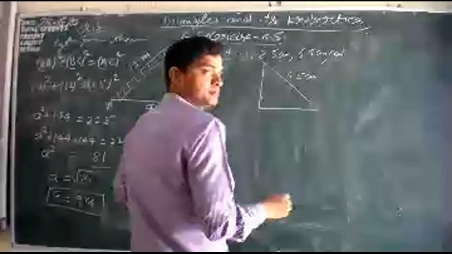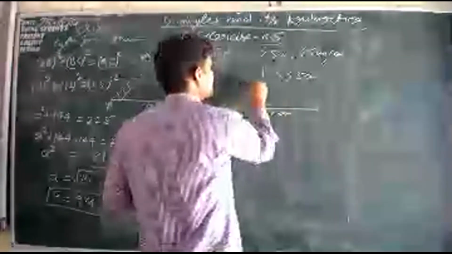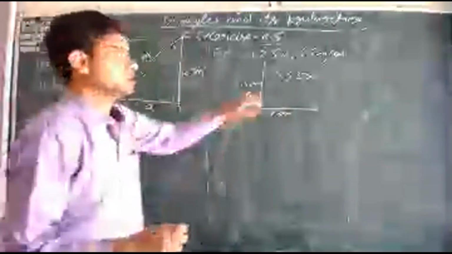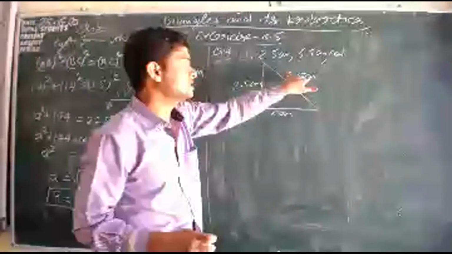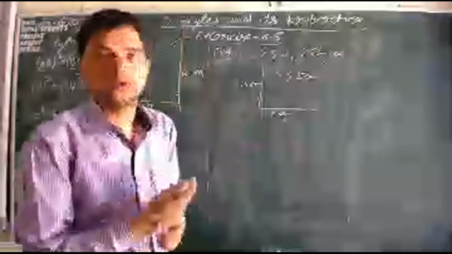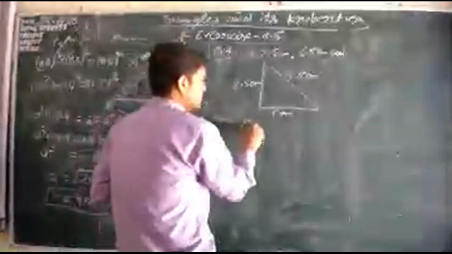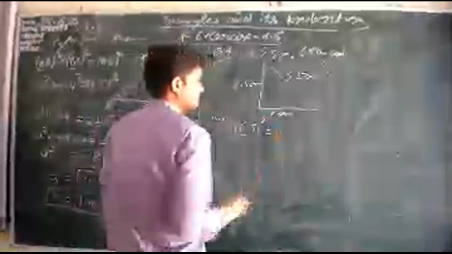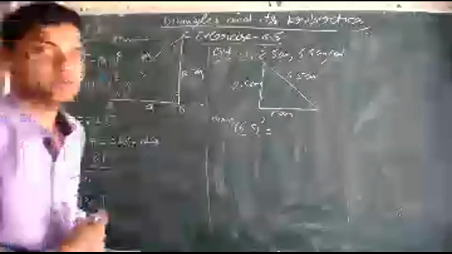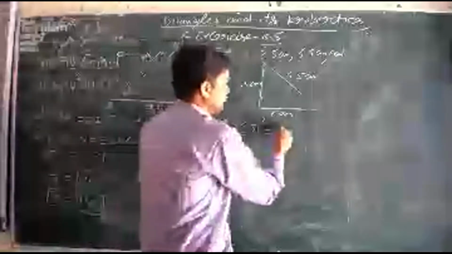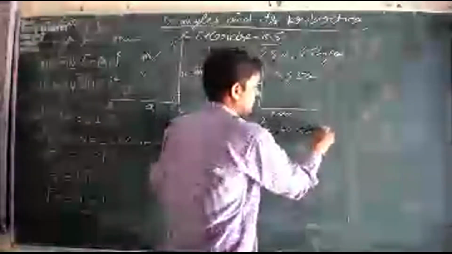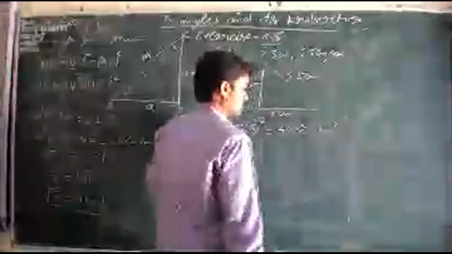And these two sides are 6 centimeters and 2.5 centimeters. Now we have to check whether the square of this side is equal to the sum of the squares of these two sides. Okay, here 6.5 square is equal to 42.25 centimeters square. Clear? Next one is this.